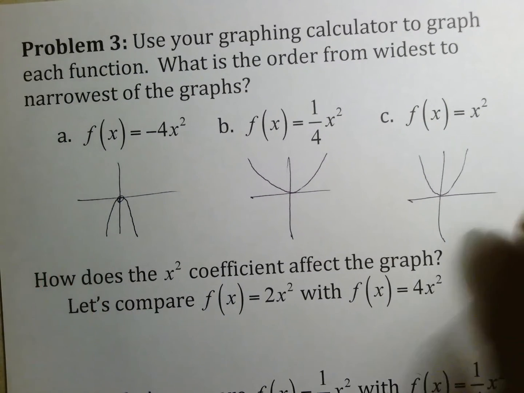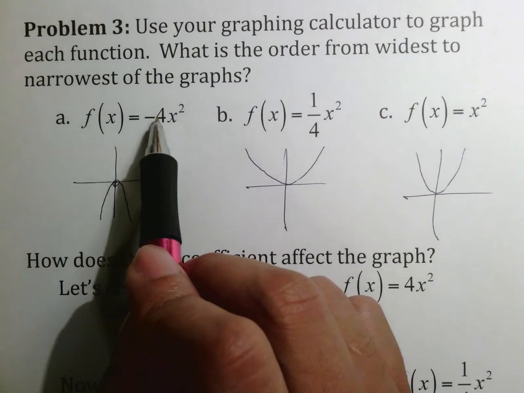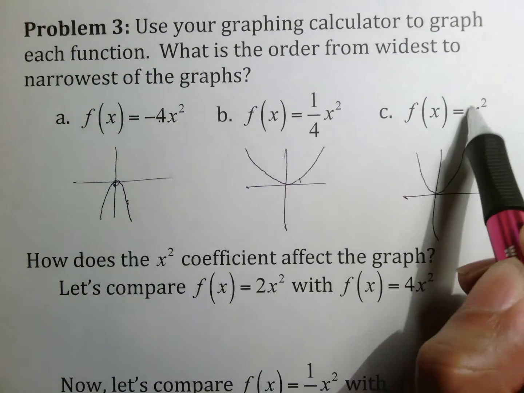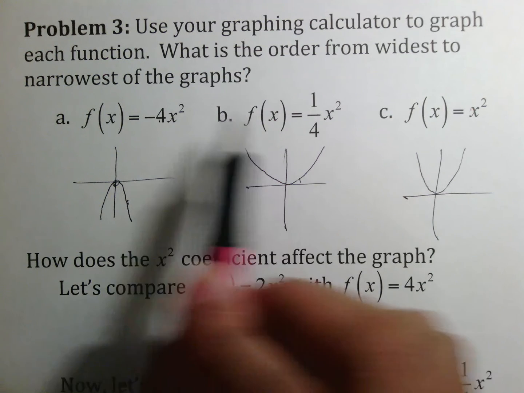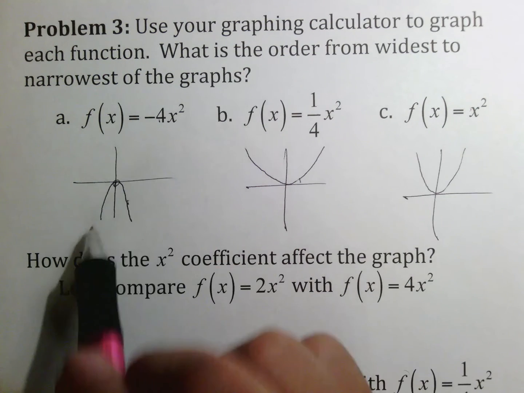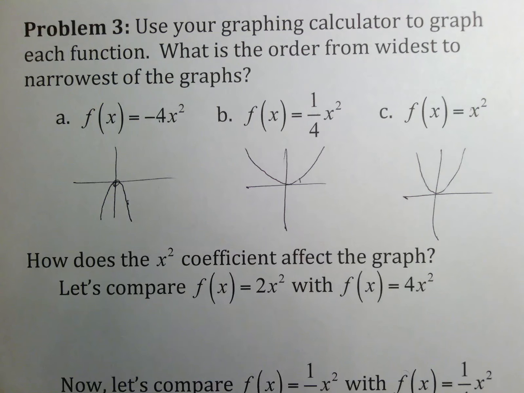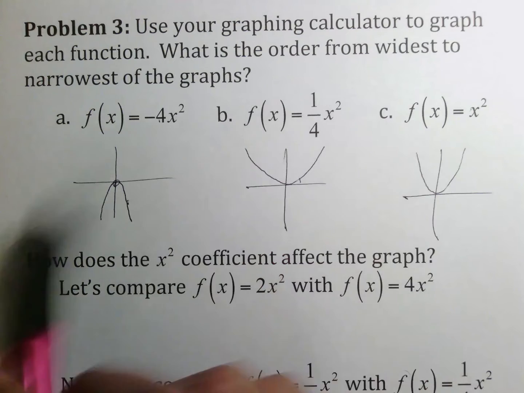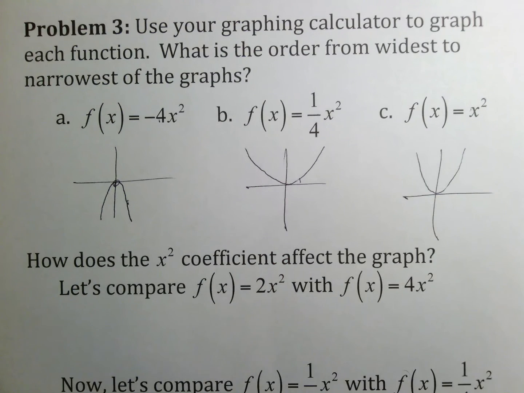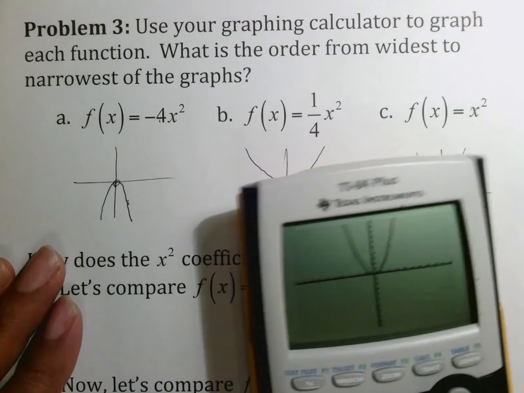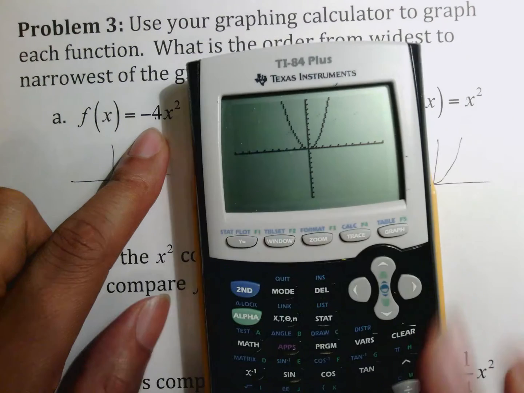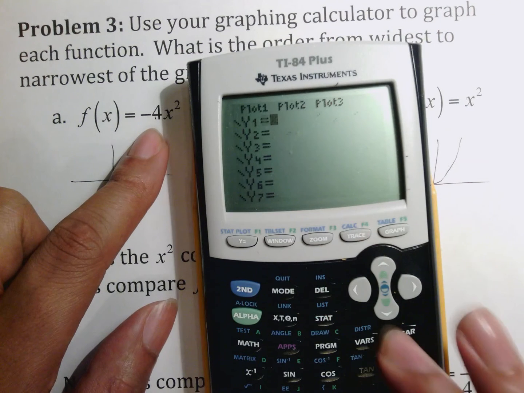Here's the first thing that you have to get out of this. Notice that the negative 4 opens down. Positive 1/4 opens up. Positive x squared opens up. So one thing you can get from this is that the negative makes it open down and that the positive makes it open up. The second thing we can do is look at how these numbers affect the width of the graph. And so I'm going to put these things in here together because I'm really not sure about negative 4x squared and x squared. So I want to look at those again to see which one's more narrow.